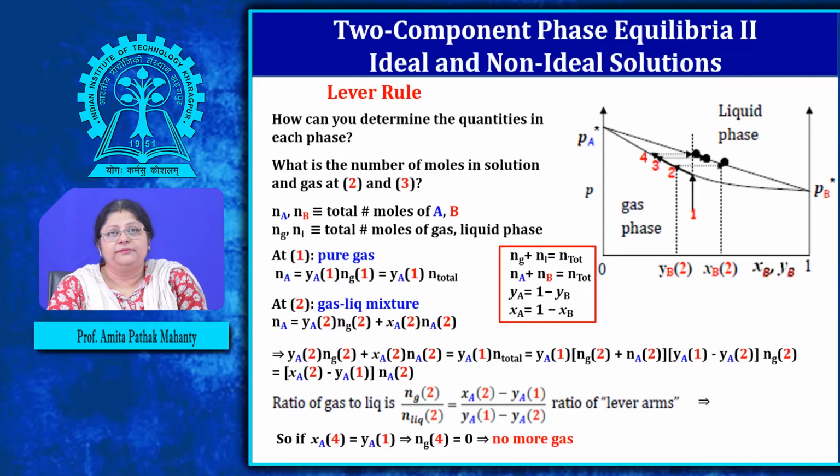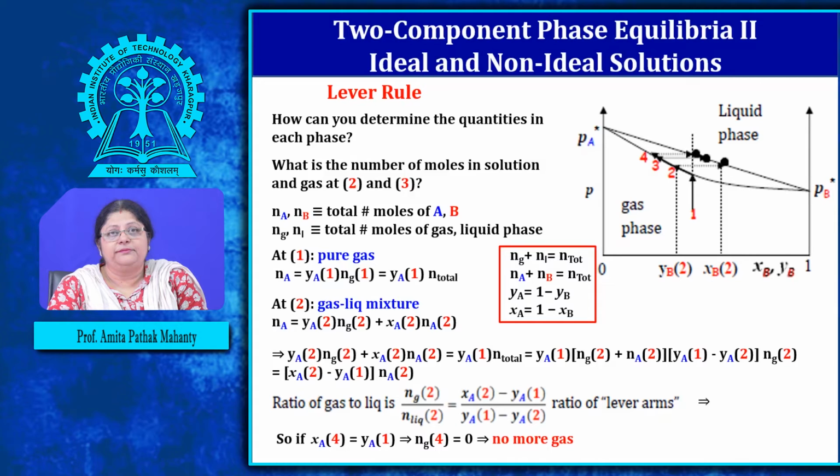Total moles, the total number of moles, is what? Na plus Nb is the total number of moles, and total gas plus total liquid is also the total moles. Yes? Can we write this?